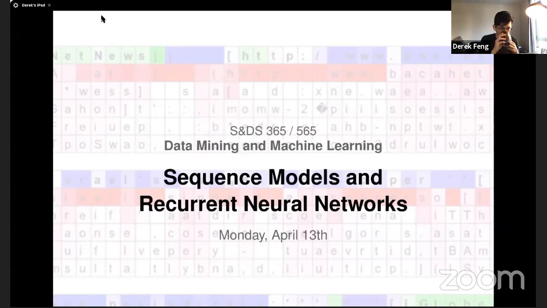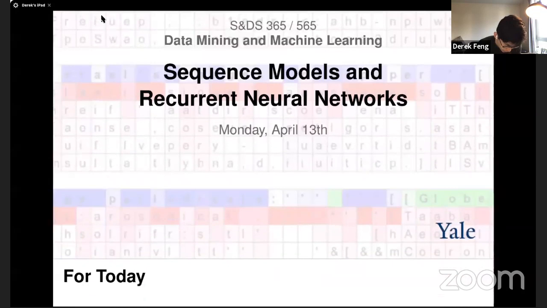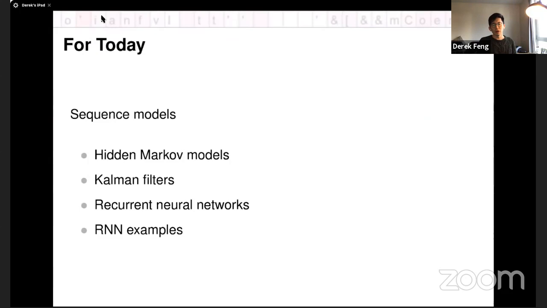Okay, so today we're going to talk about sequence models. And obviously, depending on the time, we'll get to recurrent neural networks. So we're going to start with hidden Markov models, which is a very general type of model, then a particular instance of a hidden Markov model is a Kalman filter. Finally, that brings us naturally to recurrent neural networks and the really surprising power of these pretty straightforward models, just through some examples.